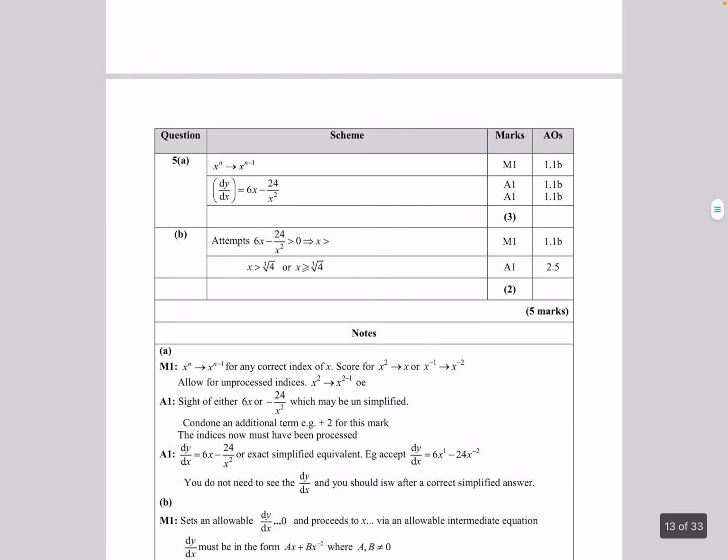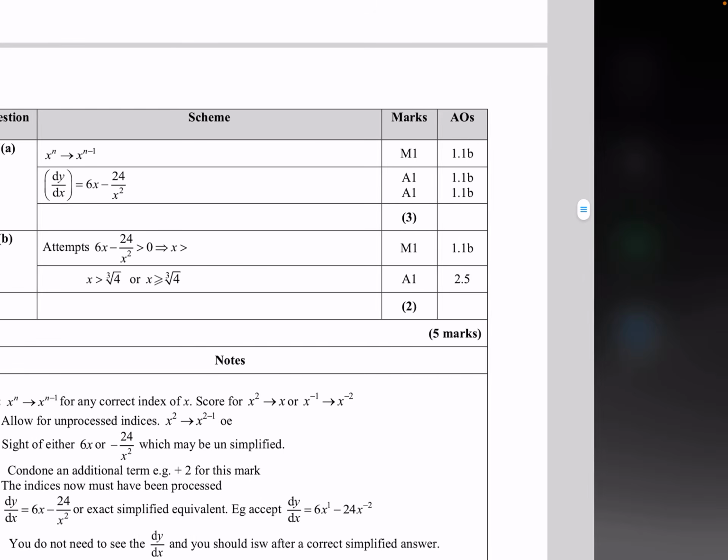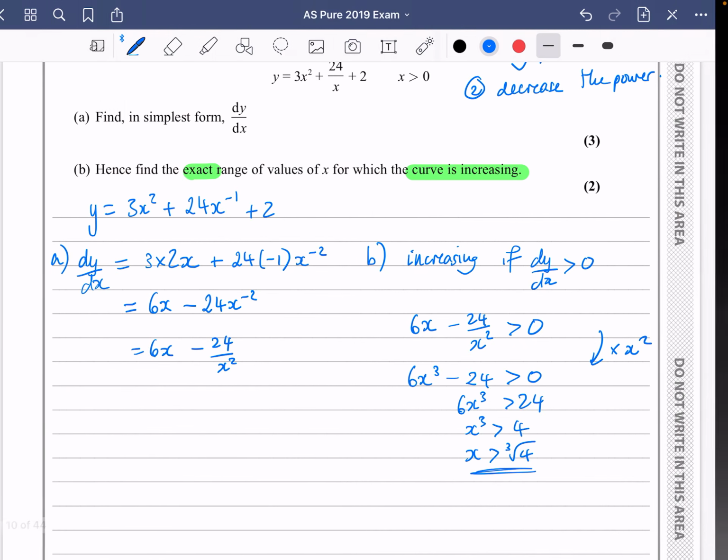Then we have, for question 5, the differentiation that we did here. So you get 1 mark for pulling the power down by 1. And you get two more marks for getting it fully differentiated accurately. And then you'll see in the second part of the question, I said there were 2 ways. You can either have it being greater than or equal to, and the mark scheme will accept either of those for an increasing function. Okay, I'm going to just take a pause of the video here.